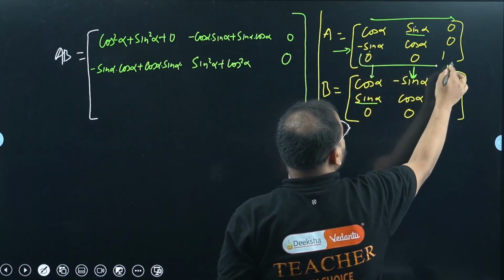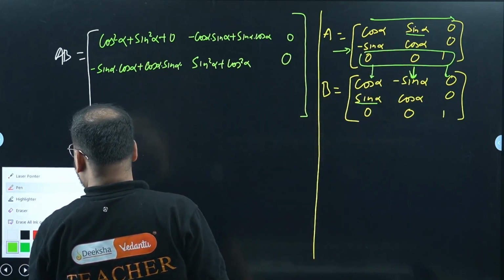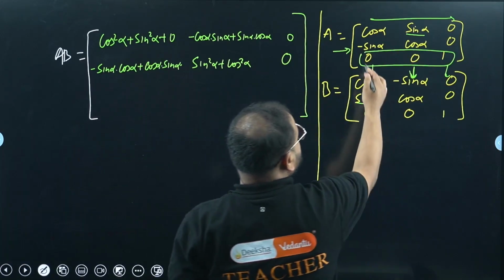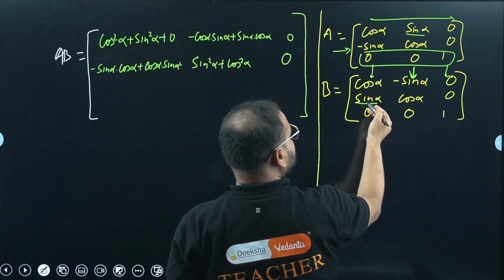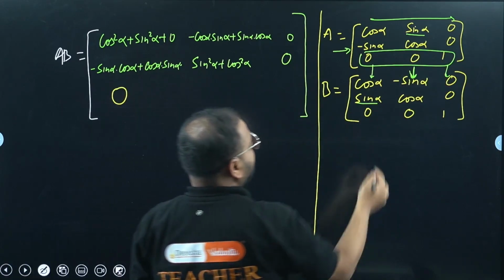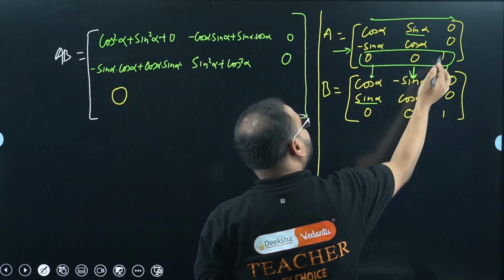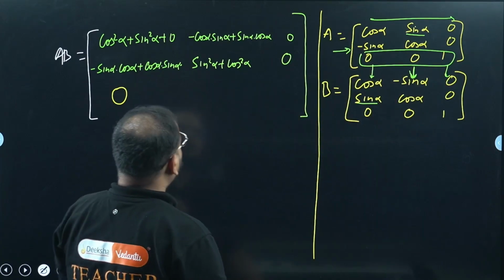So third row with all the 3 columns. Check here. 0 into this 0, 0 into this 0, and 1 into 0. So what I get? Simply 0. Check here, please check. 0 into cos 0, 0 into sin 0, 1 into 0, 0. Third row, first column done. Okay, my element is 0.